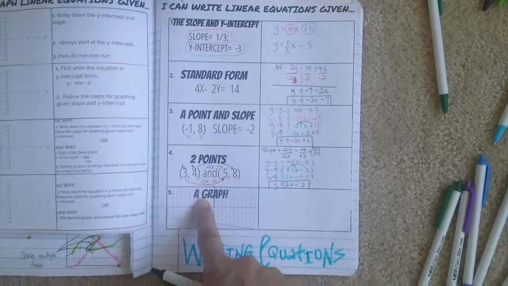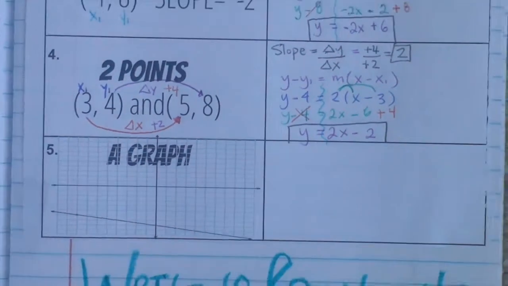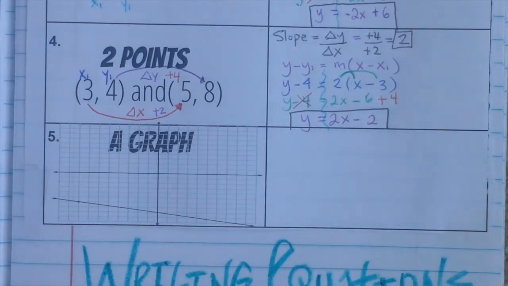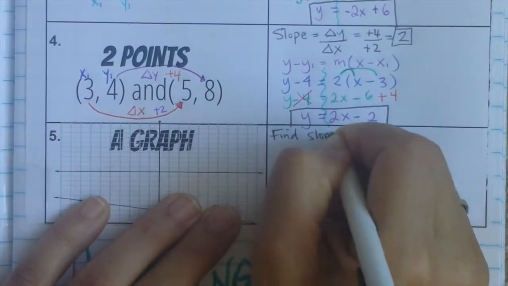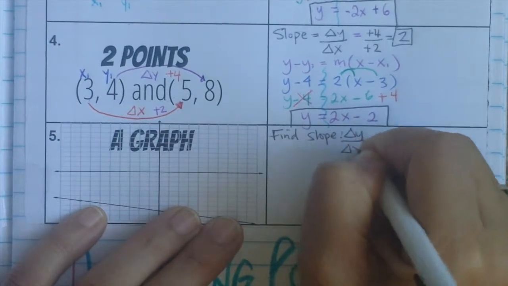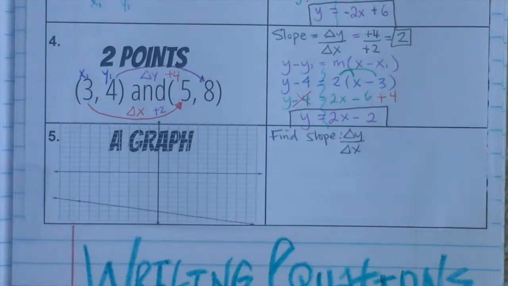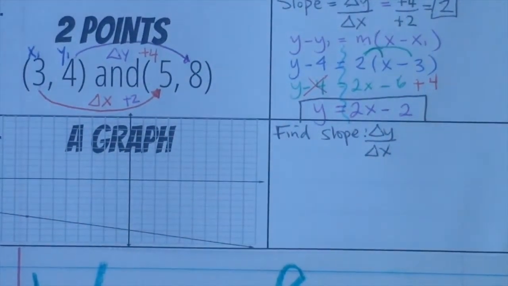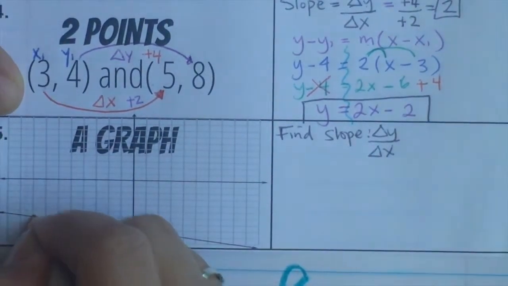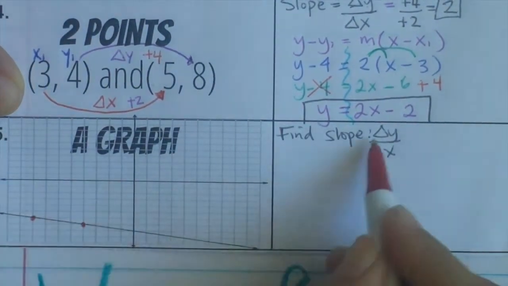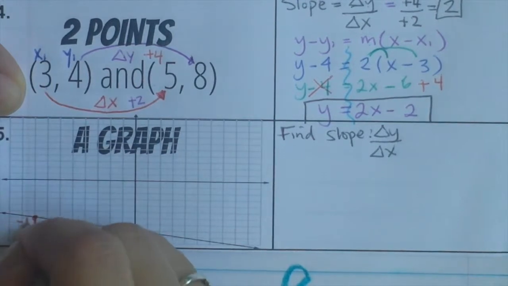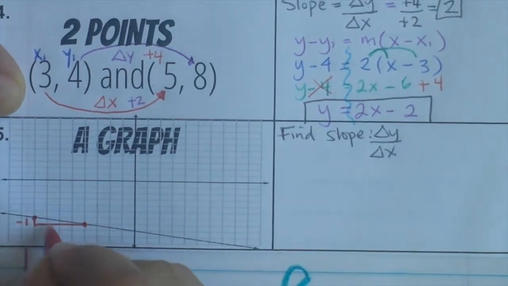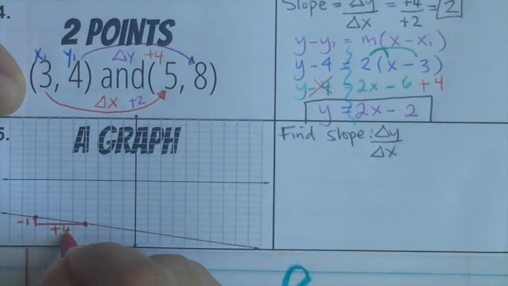I can write linear equations given a graph. So if I'm given a graph, I can actually write this straight off the bat. Again, I'm looking to find my slope, which is change in y over change in x. So you're going to pick 2 corners like we did when we did slope. Find 2 corners. So there's one for me and there's another. Alright, change in y is minus 1, and then change in x is plus 4.